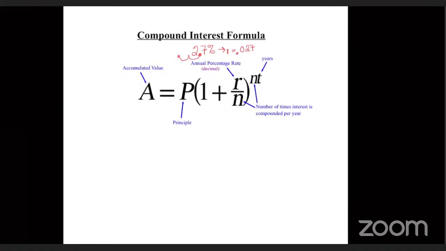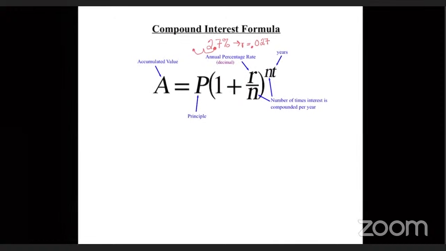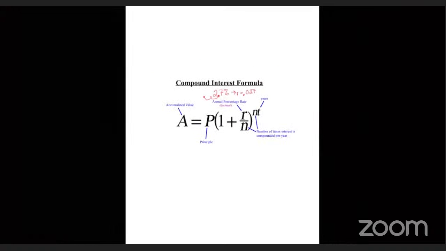n represents the number of times that you are compounding your interest per year, and t represents how many years you leave your money in this account or are accumulating interest. I do want to talk about n for just a second.